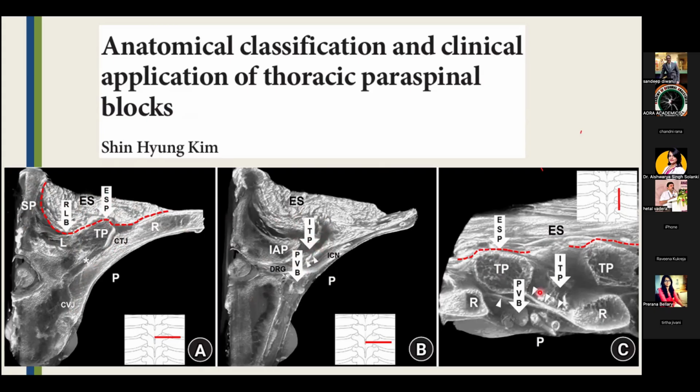Now this is the axial section. If you come to the sagittal section, you can nicely see here two transverse processes connected with the intertransverse ligament, and then this would be the superior costotransverse ligament, beyond which would be the paravertebral space, which will have the motor and the sensory nerves along with sympathetic. So you have got the ESP, you have got the ITP, and you have got the paravertebral space. Each has got anatomical landmarks.